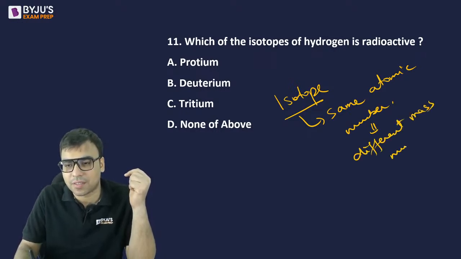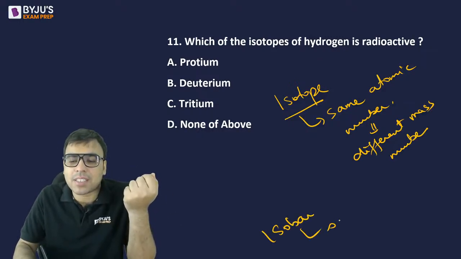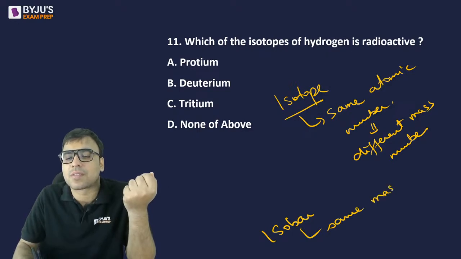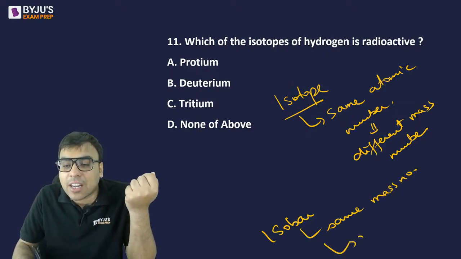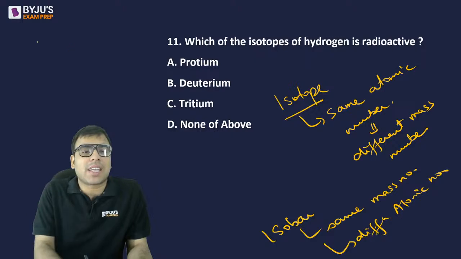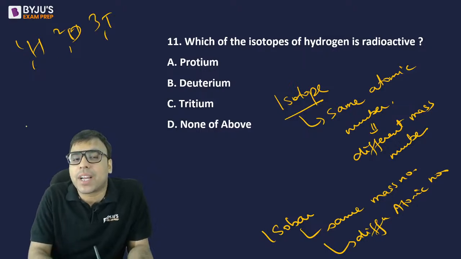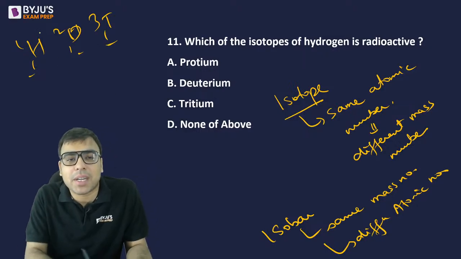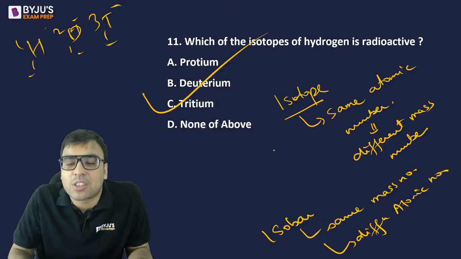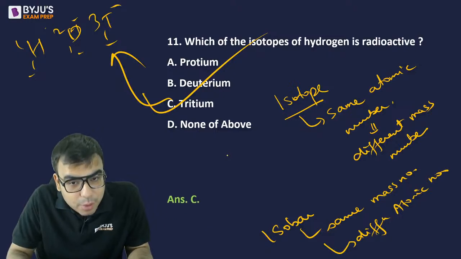And isobar is the reverse. Isobar means same mass number but different atomic number. It means the element would be different. For example, hydrogen, we have protium, deuterium, tritium, right? So these are all hydrogen, but their mass numbers are different. So the right answer is tritium, which is actually radioactive in nature. So just have an idea about it.